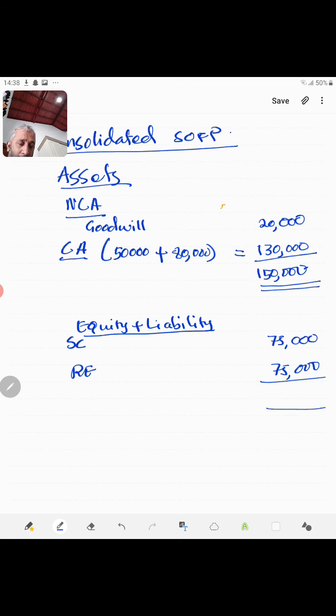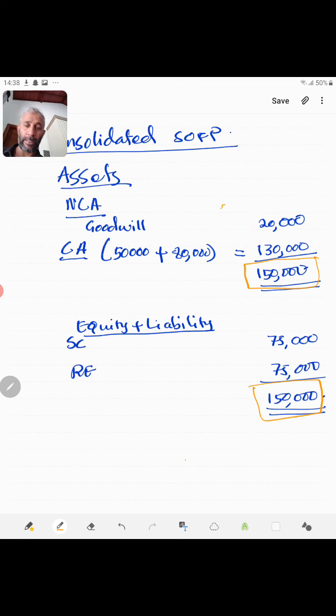So now we take this total and that total comes to 150. Now you can easily understand. Now the total on the asset side 150, total on the equity and liability side 150. So the balance sheet agrees. And this is how we conclude this question.